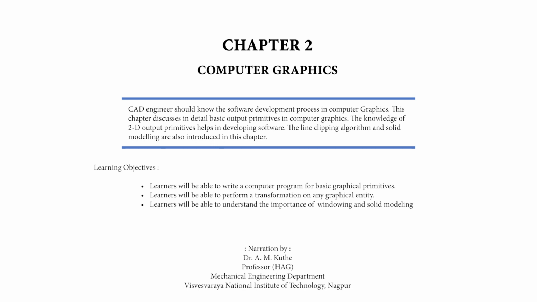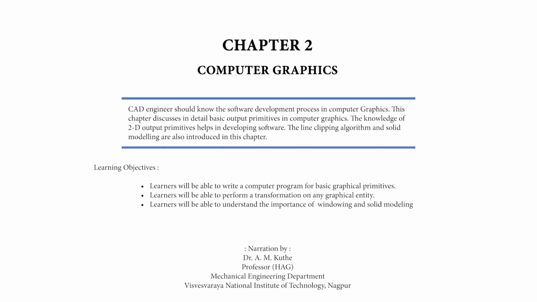The transformed image of the point x, y after scaling with respect to the fixed point, that is x dash, y dash, can be obtained as x dash equal to x into Sx plus (1 - Sx) into xf, y dash equal to y into Sy plus (1 - Sy) into yf.